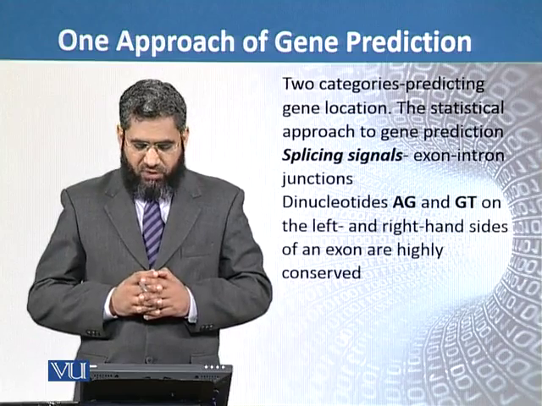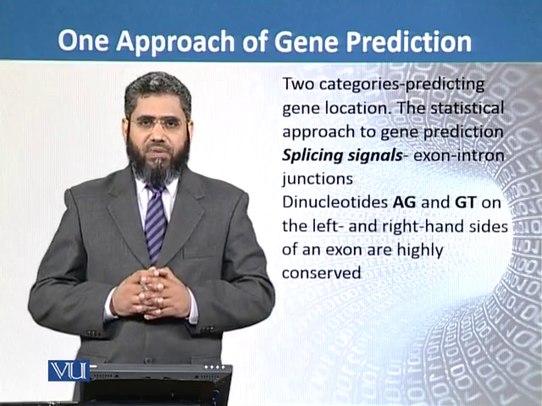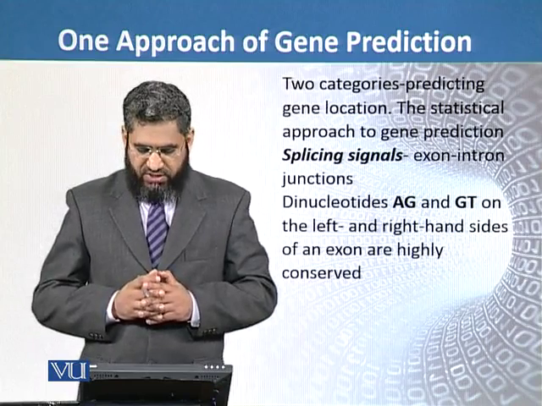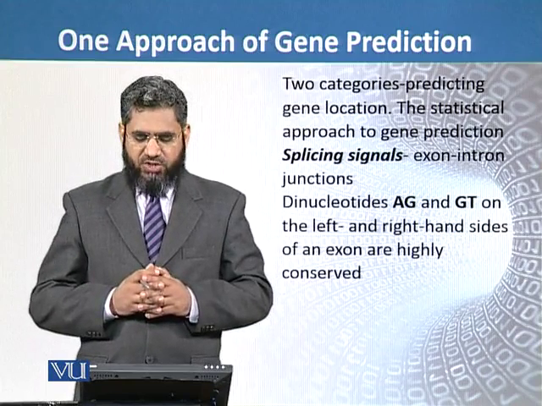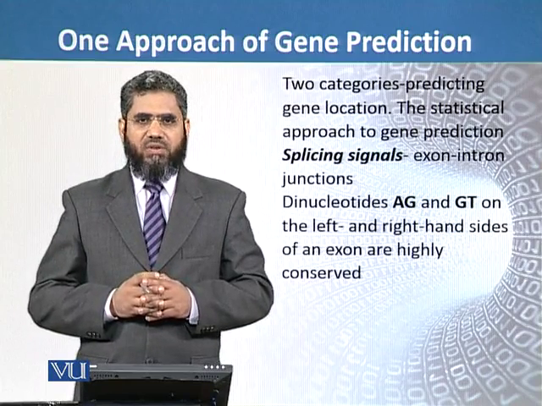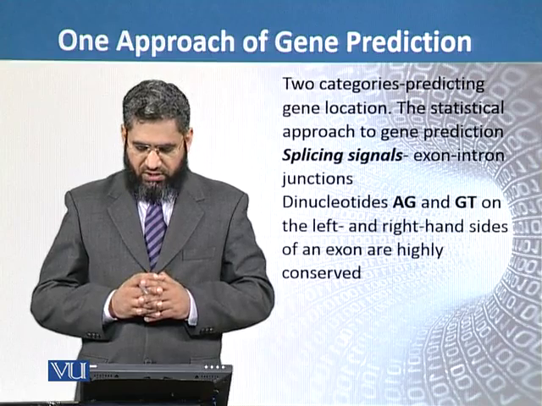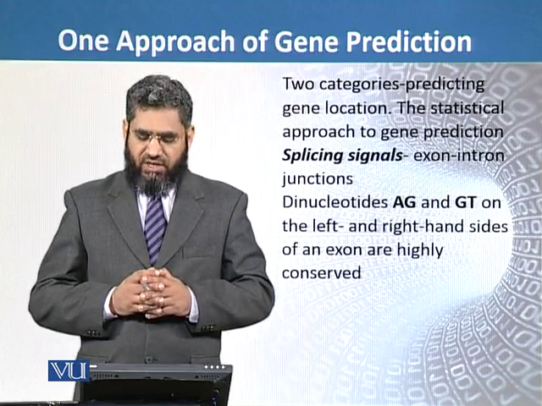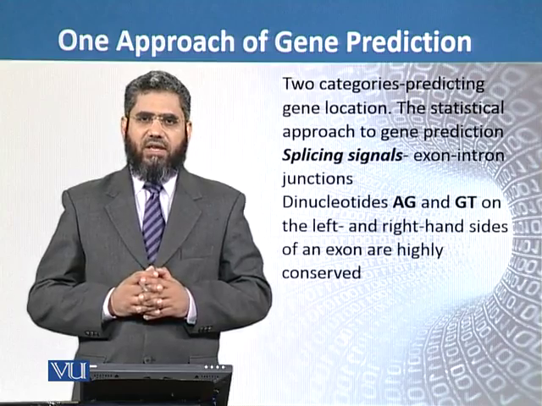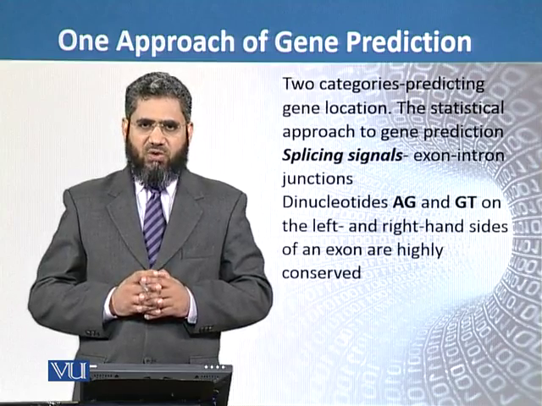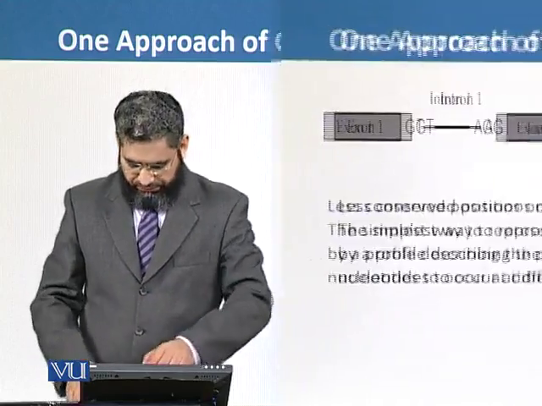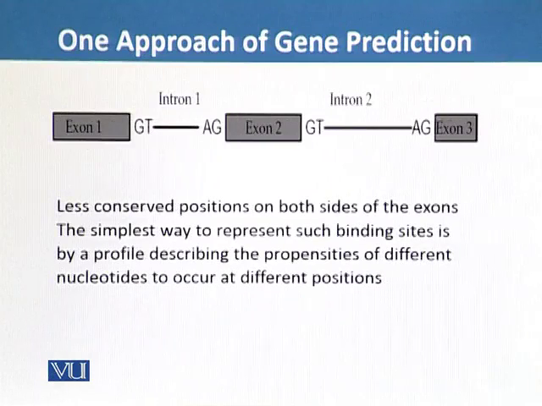An example of these splicing signals is the presence of AG and GT on the left and right sides of the exons. And these AG and GT are highly conserved at the junctions of exons and introns. We can see here that the splicing signals are present at the junctions of the exons and introns.